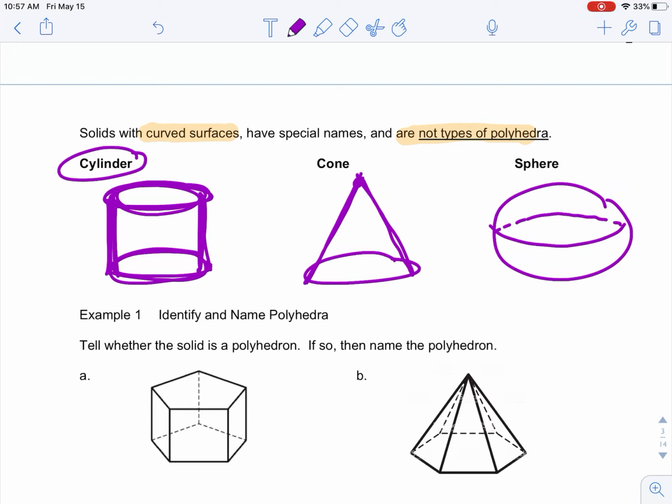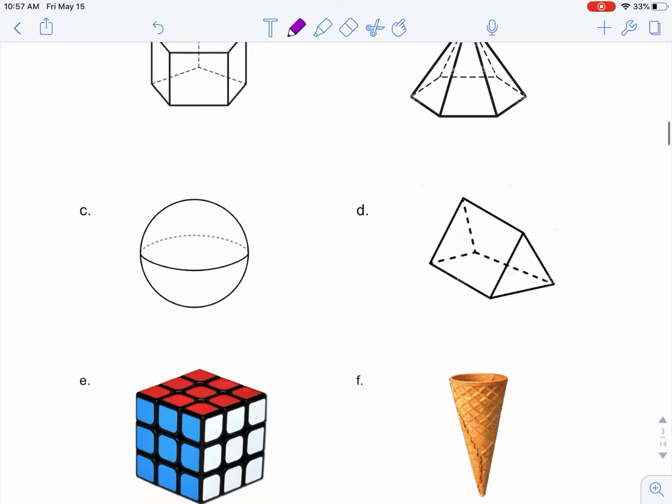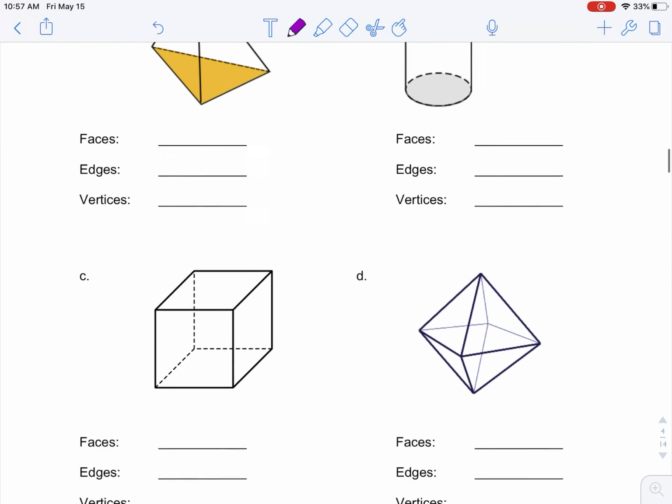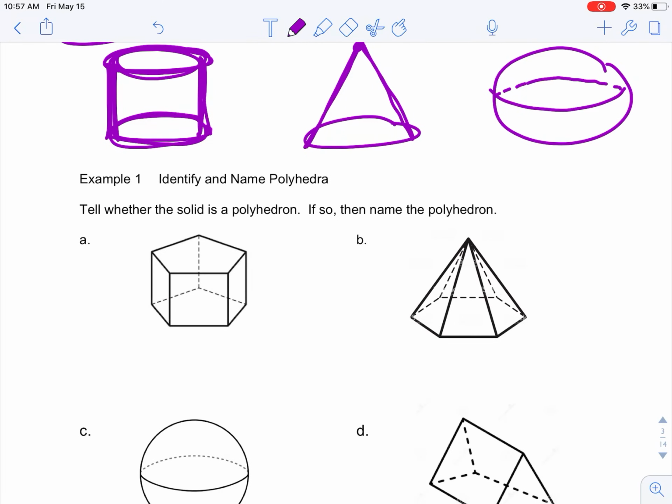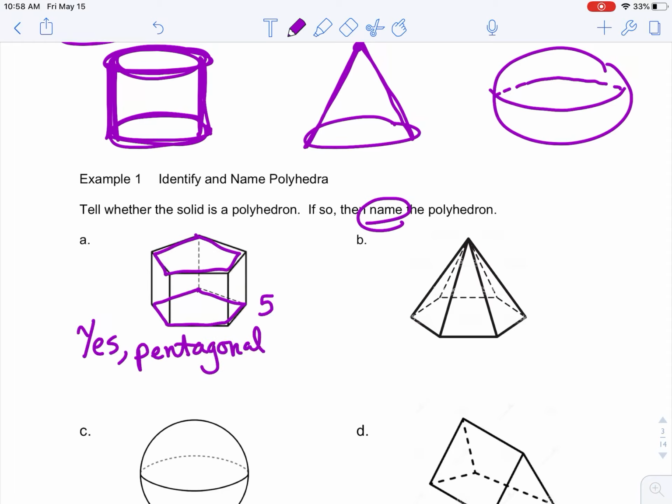Okay? So this next example, you're going to have to say, is it a polyhedron, yes or no? And then if it is, what's its name? All right, so I'll do a couple for you, and then you'll work on the next page by yourself. So if it's got all straight lines, then yes, it's a polyhedra. And the name would be to look at the base. What shape is that? Well, it has 5 sides, so it's a pentagonal. And it's got the same base at the top, so that's a prism.